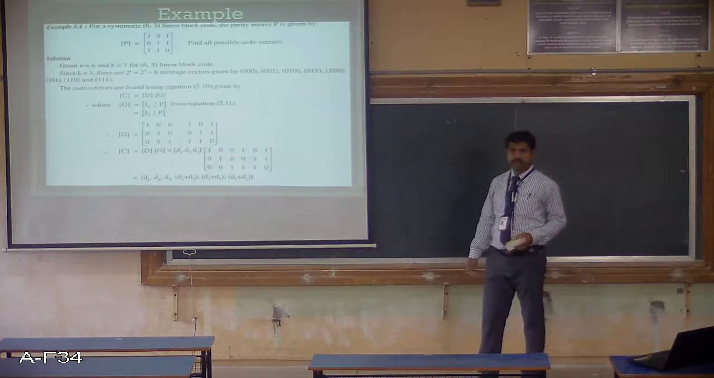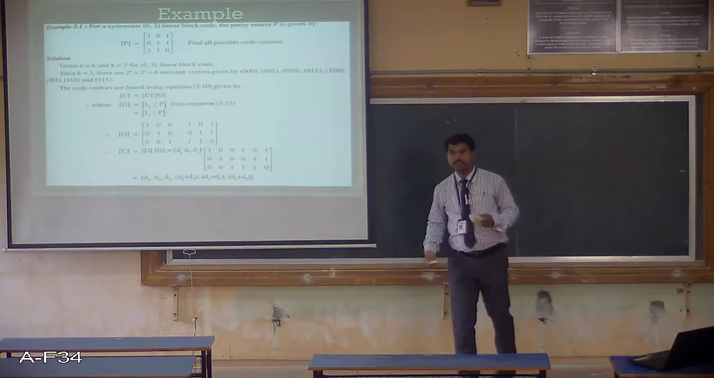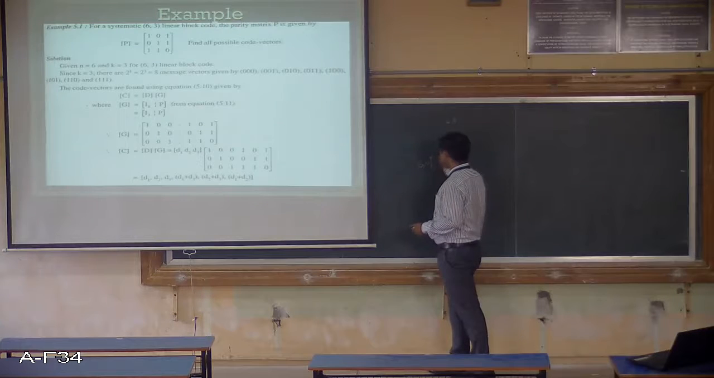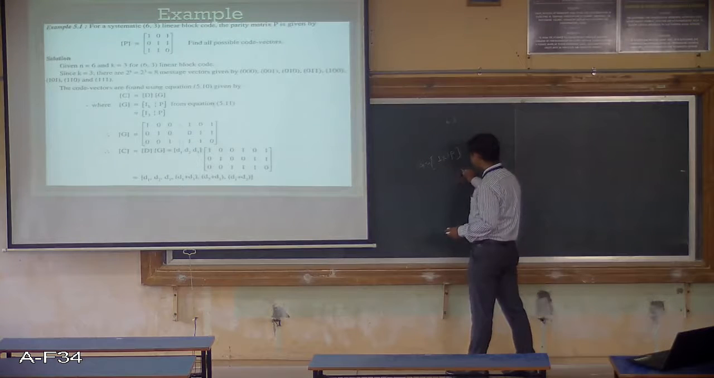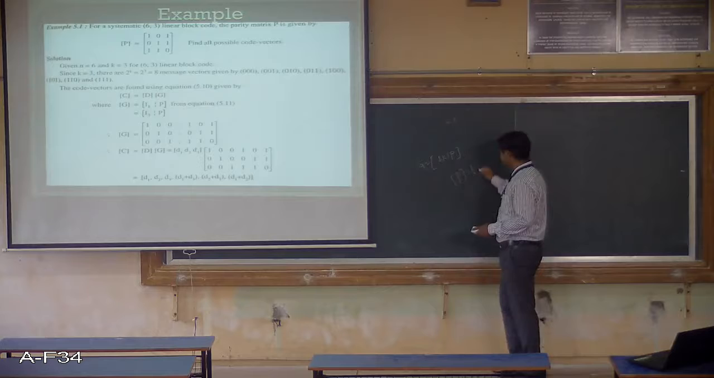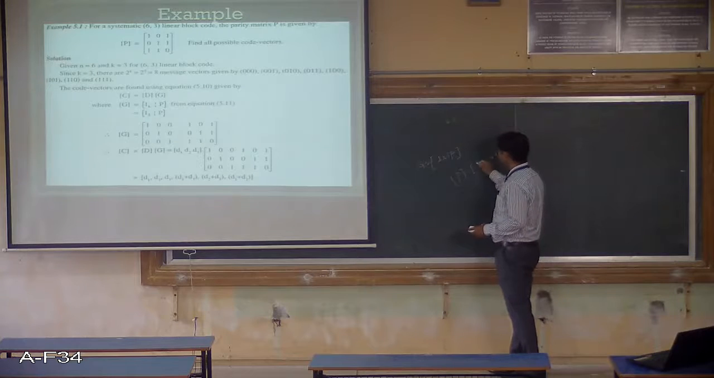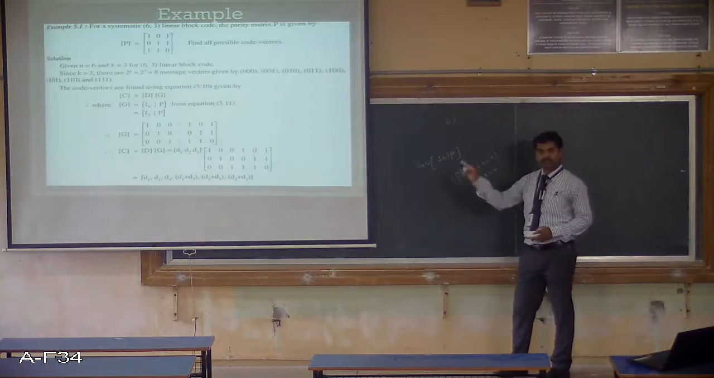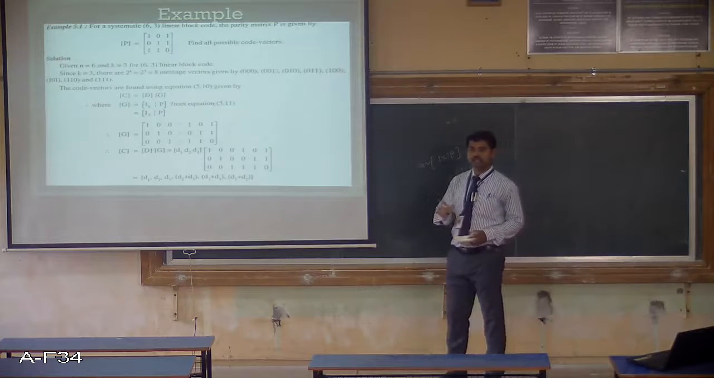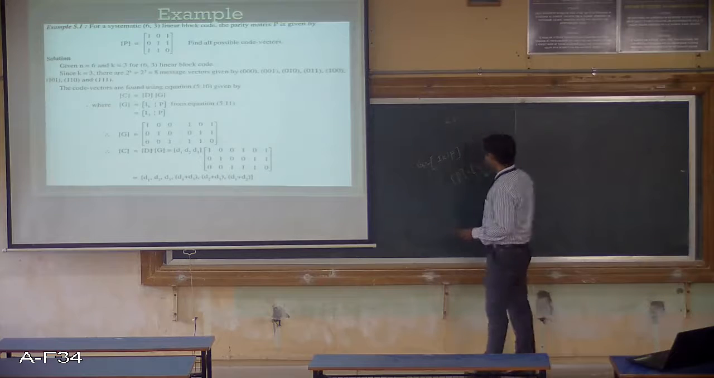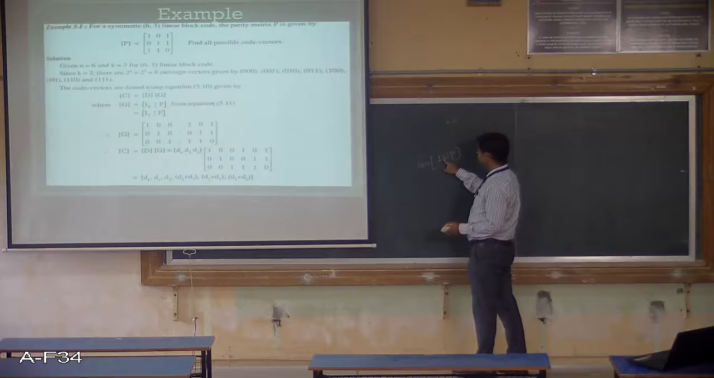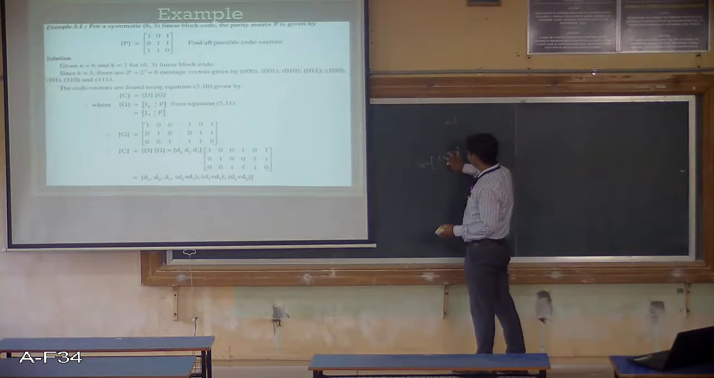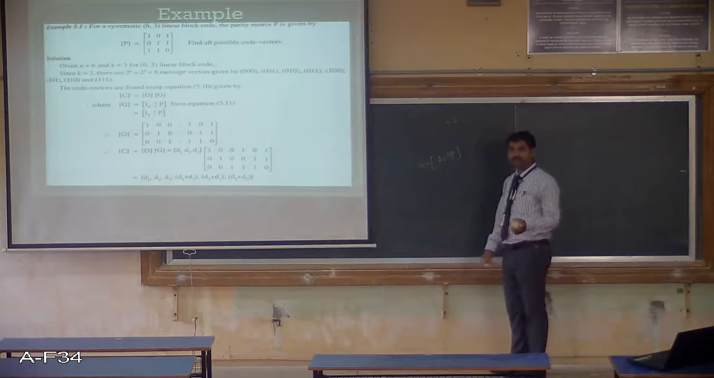Parity is given, but in order to get the code words, I need a generator matrix G. What is the order? K is 3. N is 6. Yes, parity is 3 into 3. Fine. I should generate G. So G is made of Ik and P. P is already given. What is Ik? K is 3. It's I3. Identity matrix is of order 3.